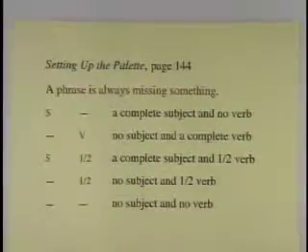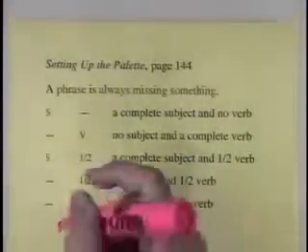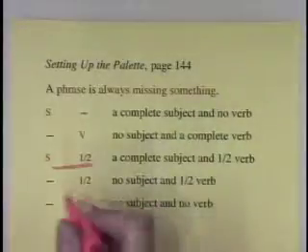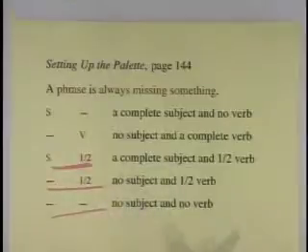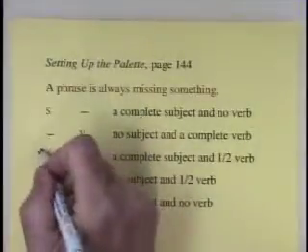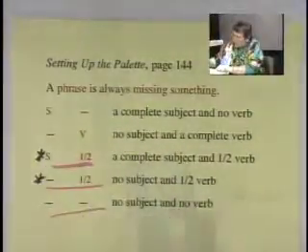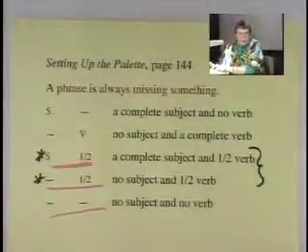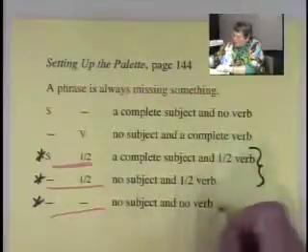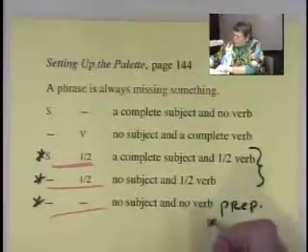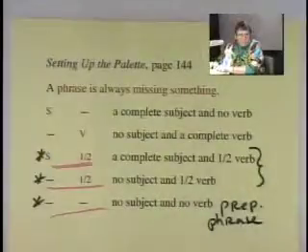So it could have a subject and it could have no verb. It could have a subject and only a half verb. Highlight this one. It could have no subject and a half verb. Highlight that one as well. It could have no subject and no verb. So this one, complete subject and a half verb and no subject and a half verb, that's what we're going to find in the verb phrases. And when you're looking at a standard no subject and no verb, that's what you're going to find in a prepositional phrase. But these are the 2 that we're concentrating on now, these verbal phrases.